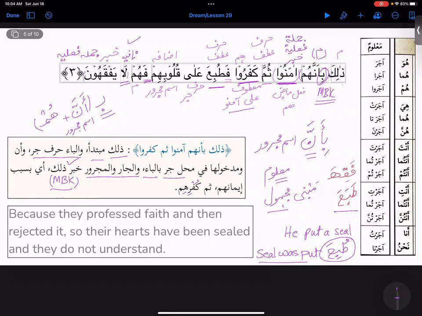Now again we say that this is mubtada, jumla ismiya, but its khabar is jumla fi'liya. La yafqahun is a complete jumla fi'liya, which is coming as a khabar of hum.